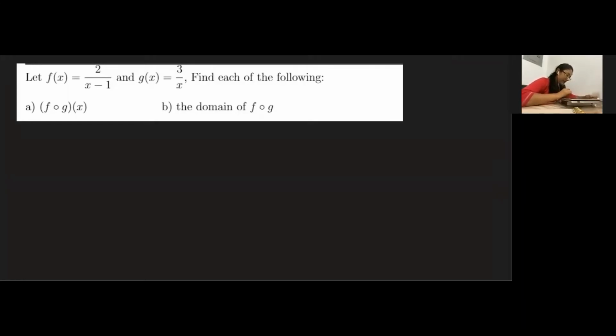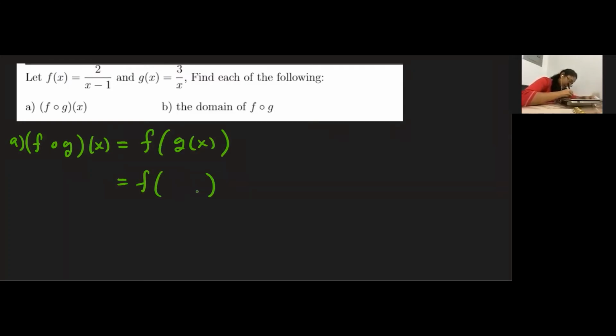Before we find the domain of the composition, we're actually going to find the composition first and then look for its domain. So we're given two functions, f and g, and for part A we want to find f circle g. So f circle g of x is simply f of g of x. So we take the function g and plug that into f. Well, what is g of x in this case? It's given to be 3 over x. So now that becomes our input for the function f.